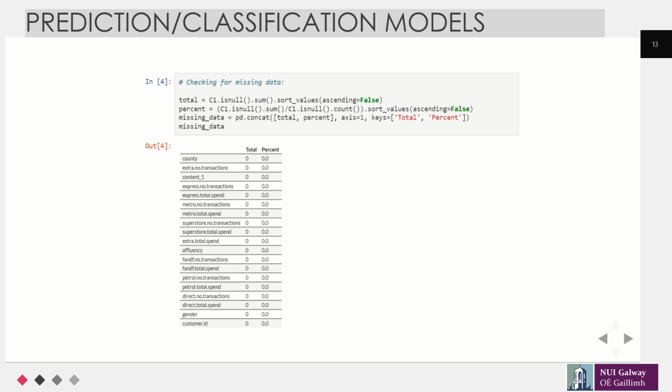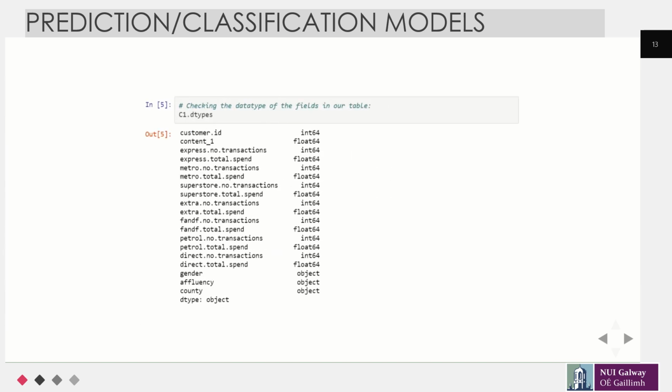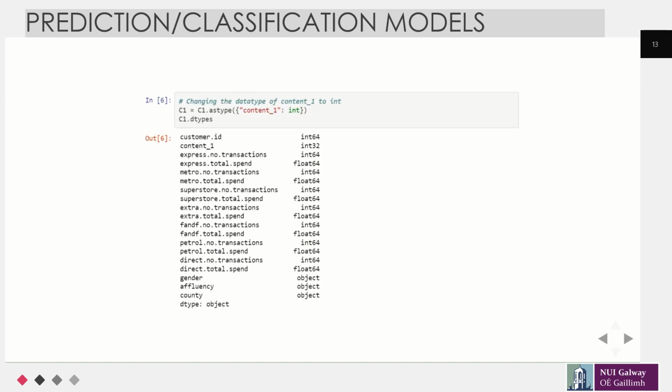We then check for any missing values. In this case, there are none. Checking the data types of the variables, we need to change the data type of content_1 to integer.